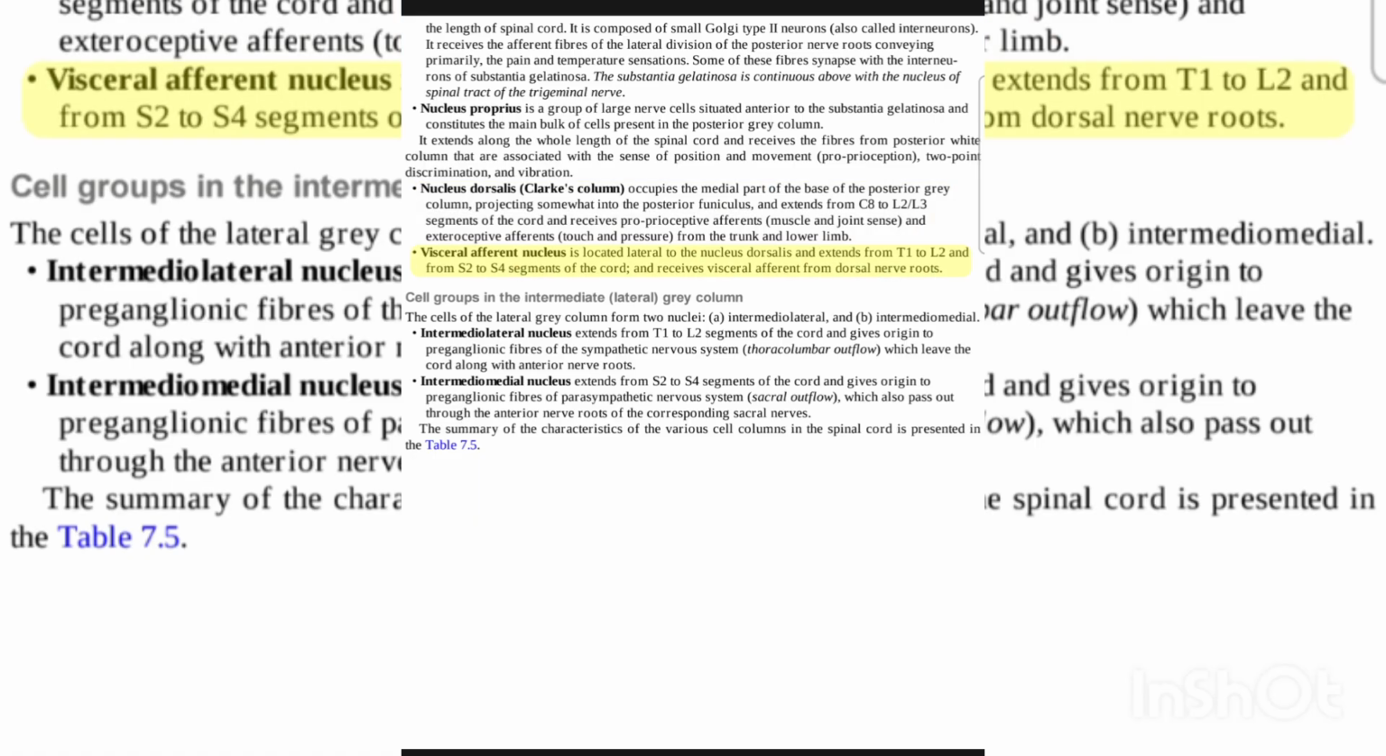Visceral afferent nucleus is located lateral to the nucleus dorsalis and extends from T1 to L2 and from S2 to S4 segments of the cord, and receives visceral afferents from dorsal nerve roots. Cell groups in the intermediate, lateral, gray column.